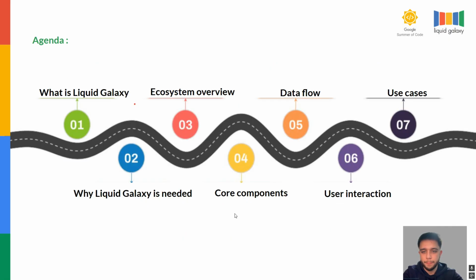So here I will start with a brief introduction to what Liquid Galaxy is and the problem it solves. Then I will give a high level overview of the Liquid Galaxy ecosystem, including its core software and hardware components. After that, I will explain how data and commands flow through the system, from user interaction to the synchronized display output. And then finally, I'll cover some common challenges and key learnings that are useful for contributors while working with Liquid Galaxy. So overall, the agenda gives a clear roadmap of what we will cover in this presentation.